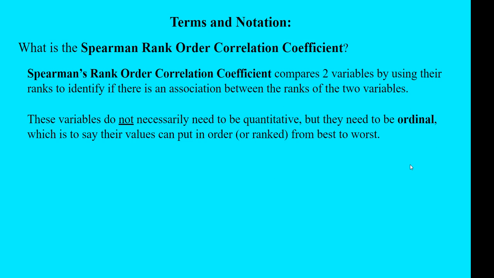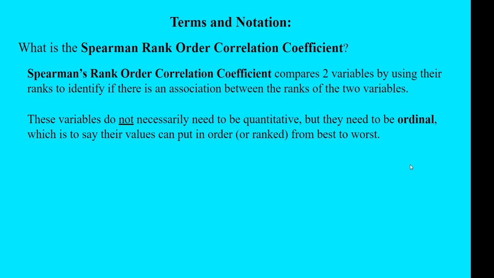So these variables do not necessarily need to be quantitative, but they need to be what's known as ordinal, which is to say their values can be put in order or ranked from best to worst. So we could have something like our favorite paint colors when we're selecting a paint color to repaint a room. You could have your favorite ranked all the way down to your least favorite, and then maybe compare that with the cost of it, where the least expensive might be the best in your opinion, and the most expensive is the worst. So there we're comparing two things that aren't both quantitative variables. One's totally categorical, your favorite versus your least favorite, and one is quantitative.